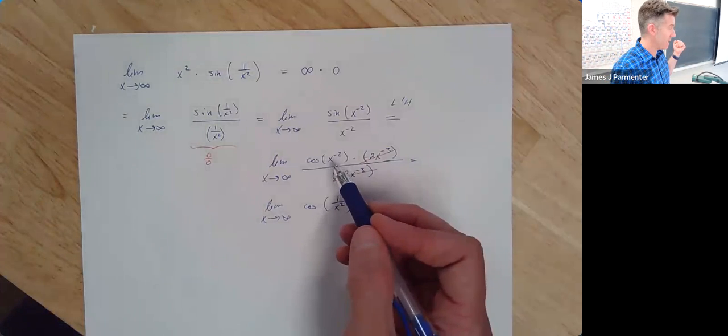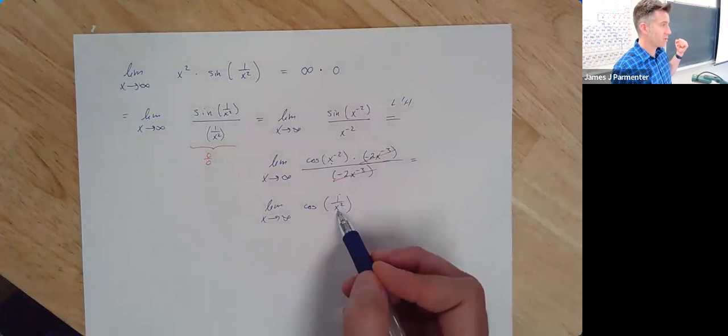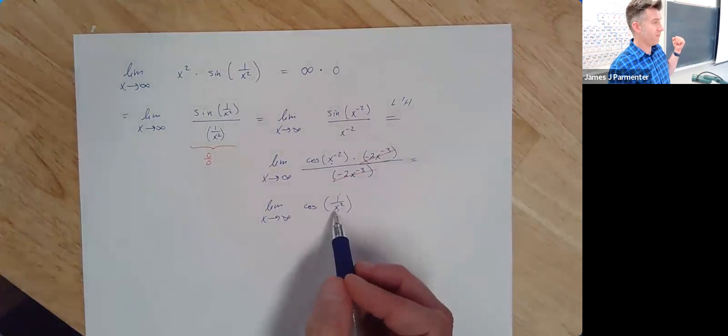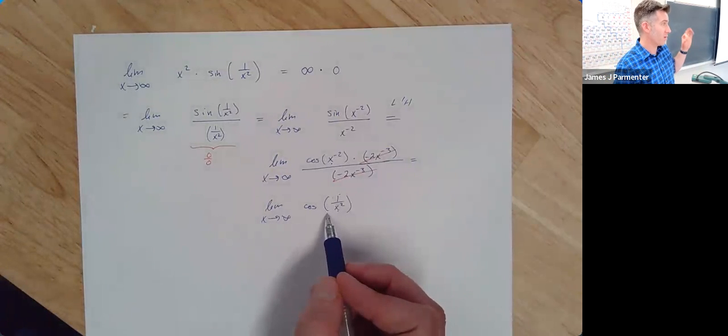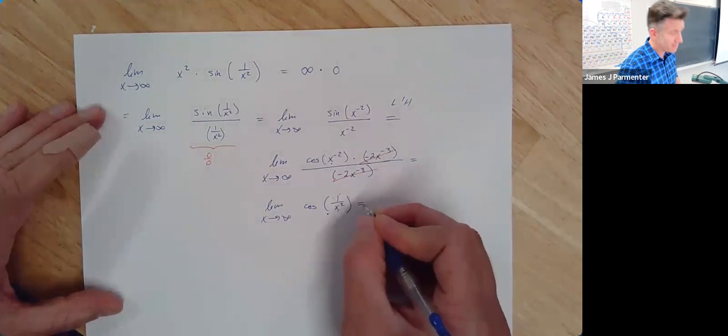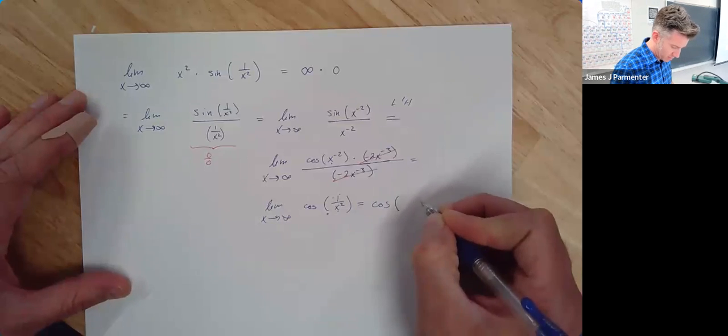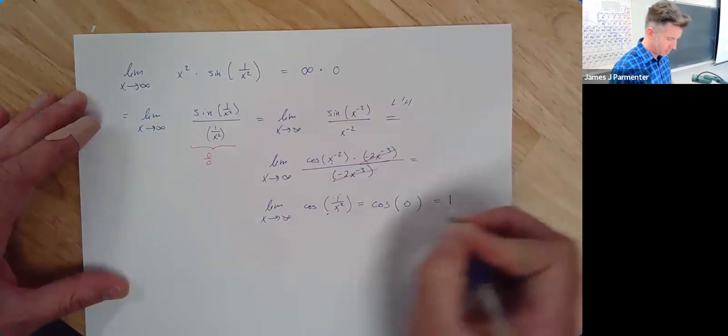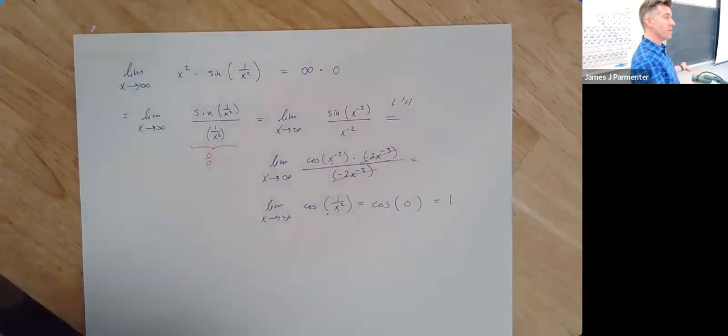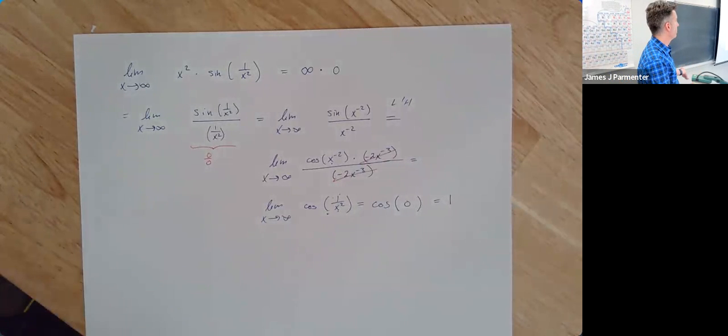I need to rewrite x to the negative second as 1 over x squared so that I know that when I plug in infinity, 1 over infinity squared is super duper small and getting closer and closer to 0. I'm not saying you have to rewrite it that way. I'm just saying that's the way I can see it. That's the cosine of 0, which is what we said it was. So this is the other way of doing it.